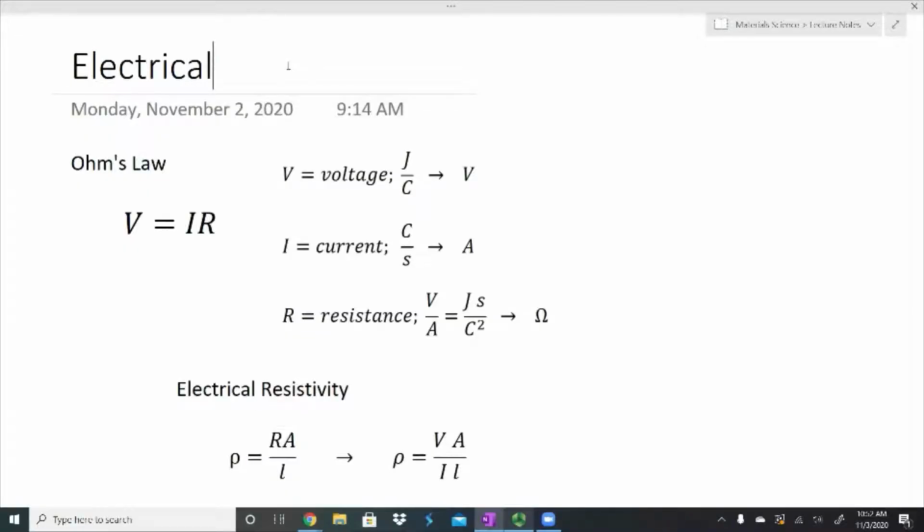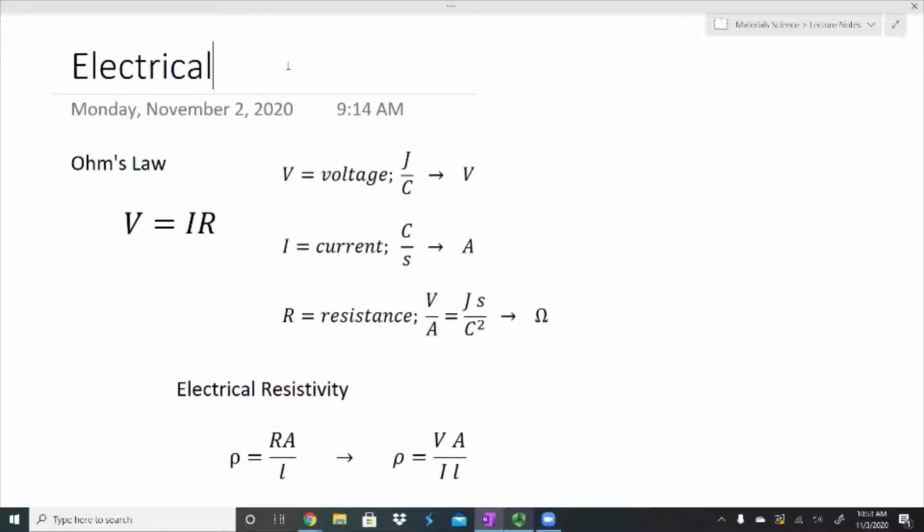This video is going to be on electrical properties. We're going to start off by talking about Ohm's Law. One reason we're talking about Ohm's Law is that anytime you talk about electrical things in engineering or science, you normally talk about Ohm's Law. Figure we'll touch on it here.